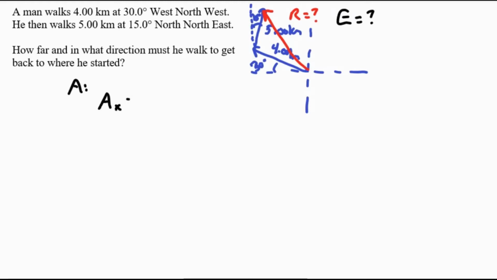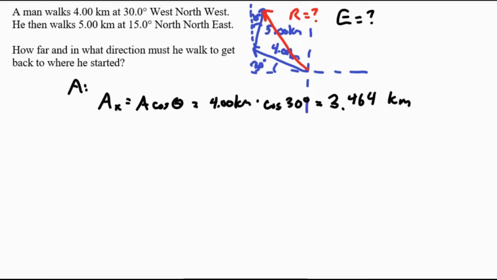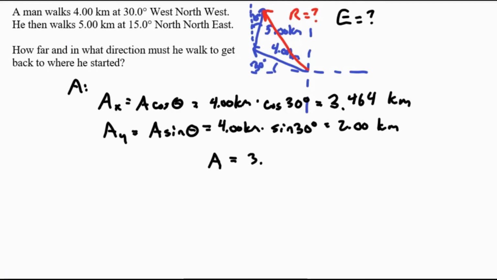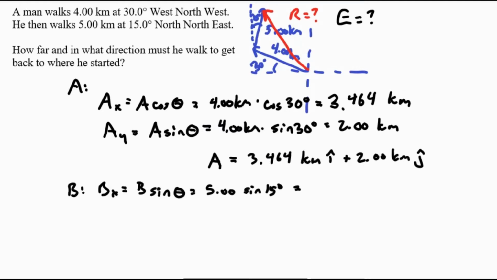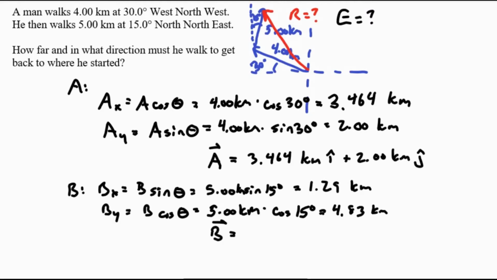For the first vector, the x component is adjacent to the angle, so we're going to use cosine. Ax equals A cosine theta. Plug in our numbers and we get 3.464 kilometers. Do the same thing for y with sine. And our first vector is 3.464 kilometers i hat plus 2 kilometers j hat. Do the exact same thing with B to get 1.29 kilometers i hat plus 4.83 kilometers j hat.